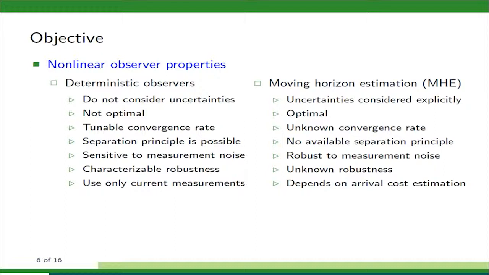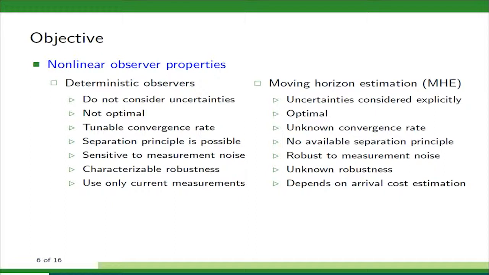And moving horizon estimation is robust to measurement noise, but deterministic observers could be very sensitive to measurement noise. But if we have bounded uncertainties in the framework of deterministic observers, we may be able to characterize the robustness of this observer to the bounded uncertainties. But in the moving horizon estimation framework, this is very difficult.